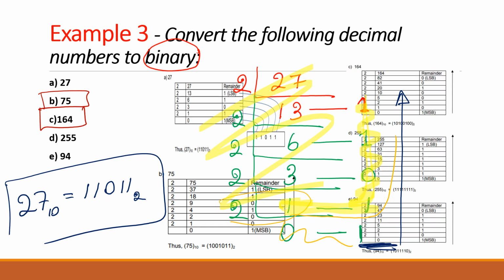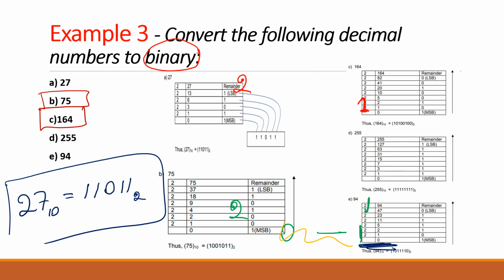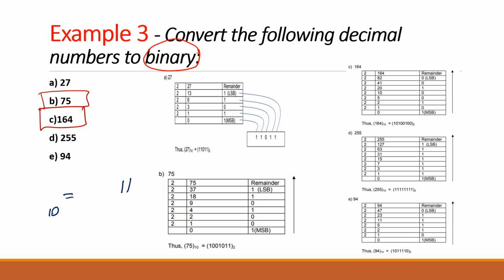Okay, so I have to delete my workings. Do you have this for 75? It is 1001011. Do you get it or not? Anyone got something else? Is there anyone who got something else?